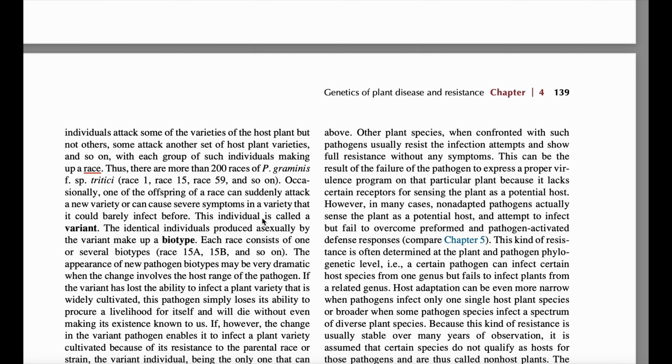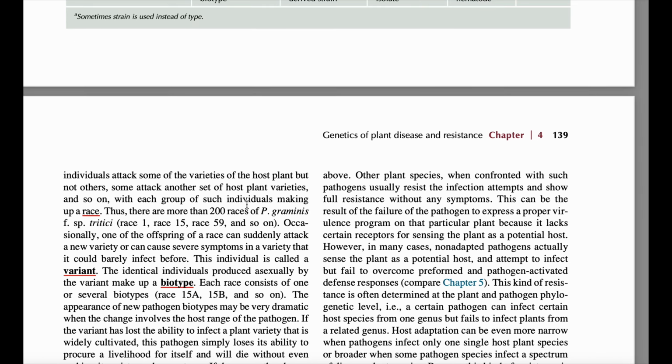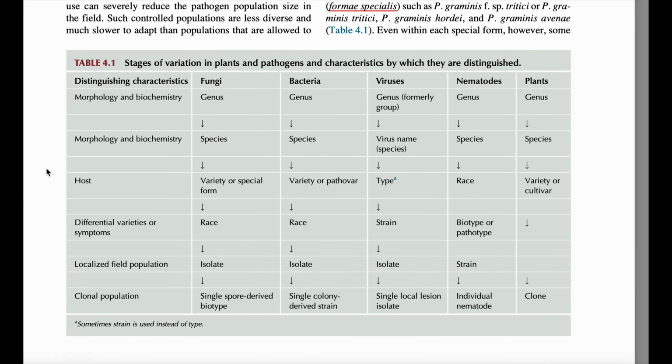This individual is called a variant. The identical individuals produced asexually by the variant make up a biotype. Each race consists of one or several biotypes. The appearance of new pathogen biotypes may be very dramatic when the change involves the host range of the pathogen. About all this, everything will get clear if you just study this table.